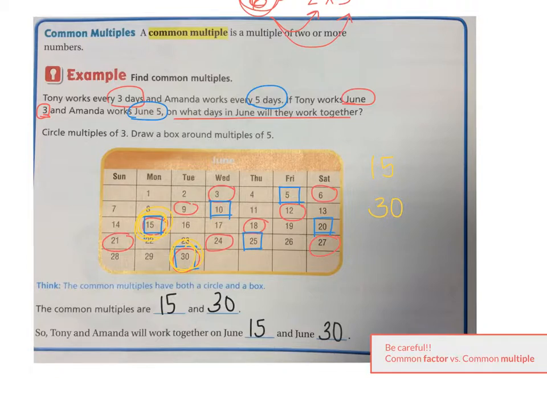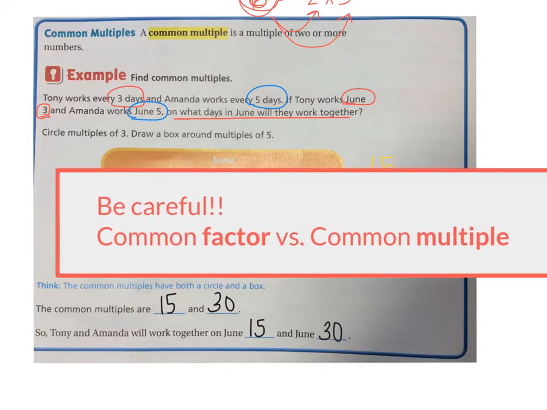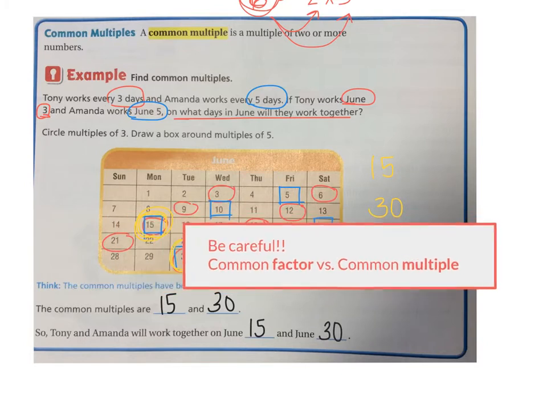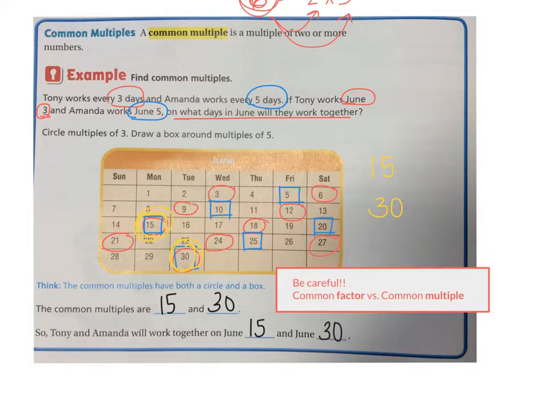This is where I want to caution you. We worked last week to find common factors. Today, on this problem, we were finding common multiples. What is the difference? Turn and talk at your table groups.